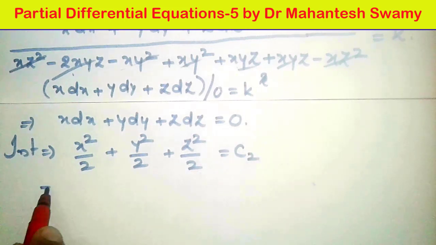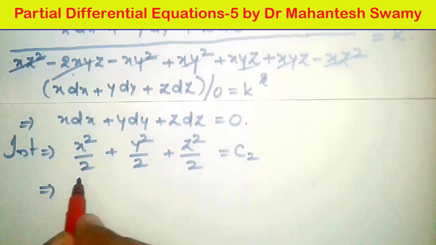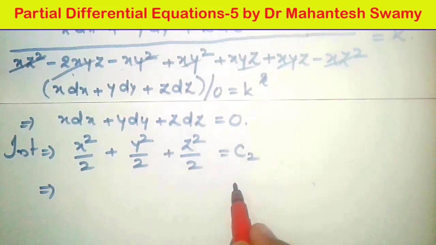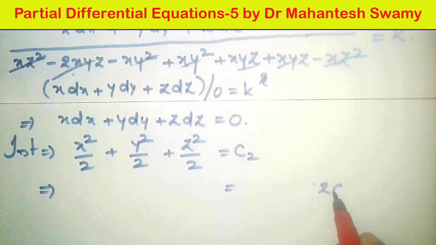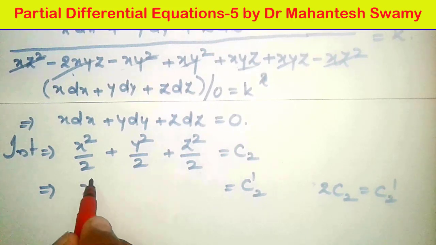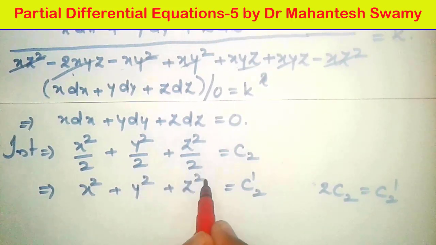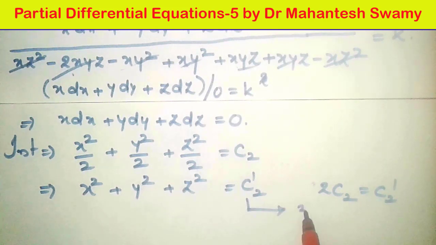Now this on multiplication with 2, everywhere if we multiply by 2, 2 to cancel, 2 to cancel, 2 to cancel, and 2c2, let us choose it as c2 dash. So here on RHS we will be having c2 dash, and here it is x square plus y square plus z square. So this we call it as equation number 3.